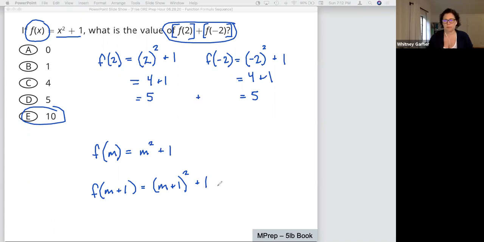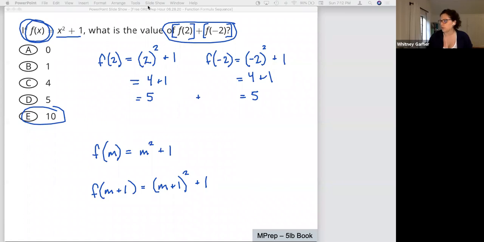Let's square this thing out. So note that in an F of X or G of X or P of X or whatever letter they stick out front, if I have an F of X and then I rewrite it as F of some other thing, that other thing just plugs in the place of X.